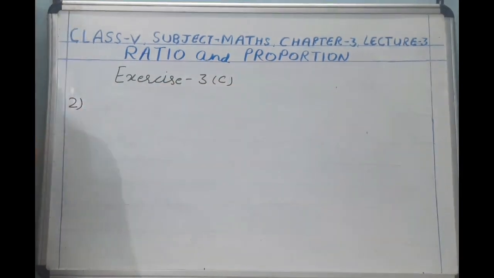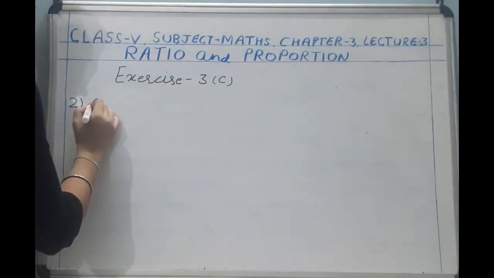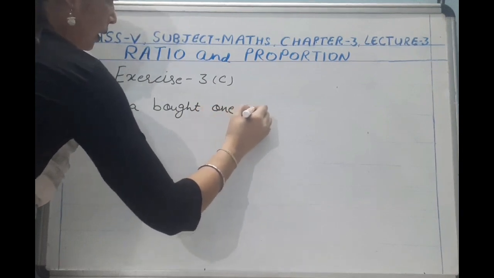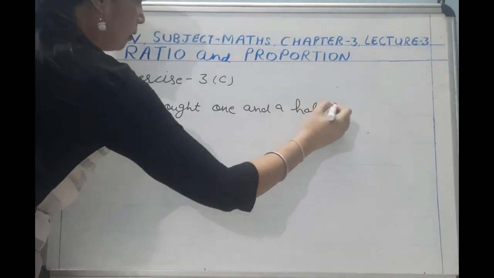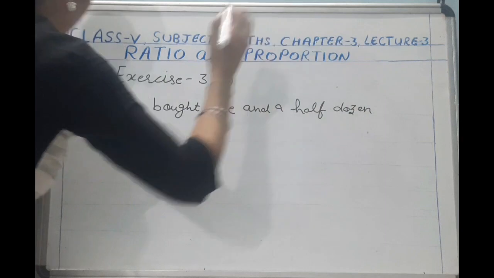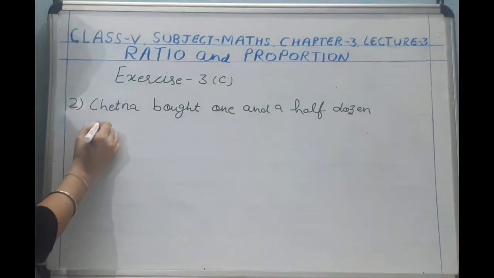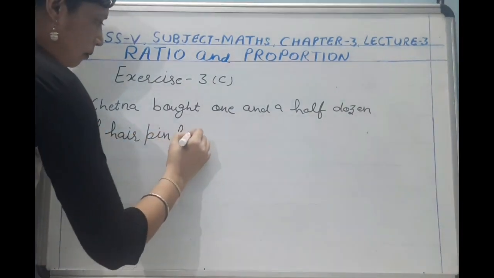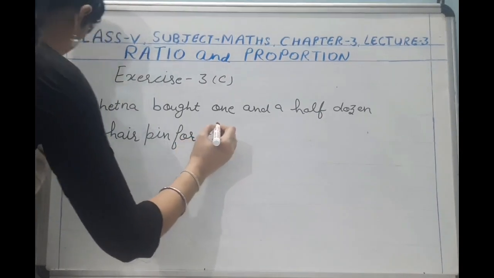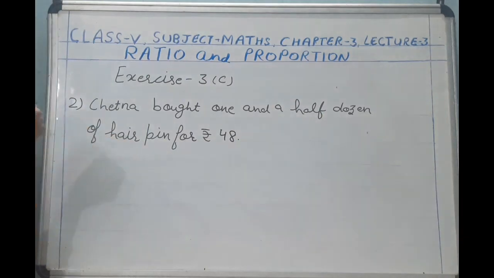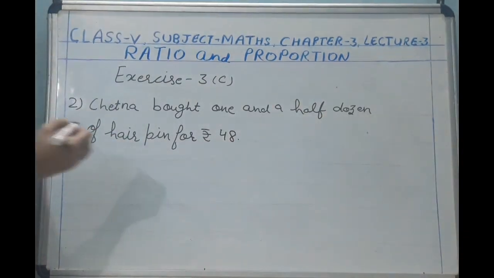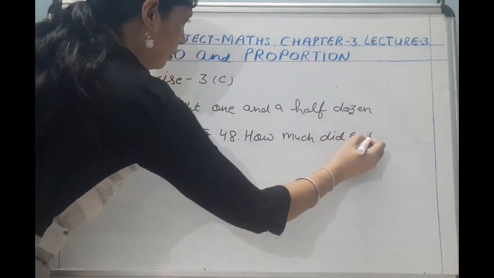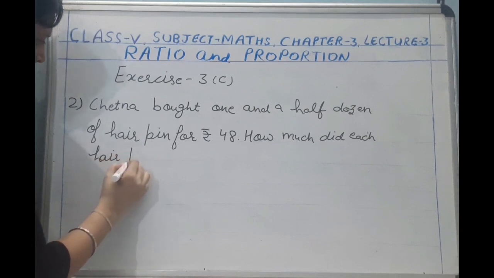Question number 2. Chetna bought 1.5 dozen hairpin for rupees 48. How much did each hairpin cost her?